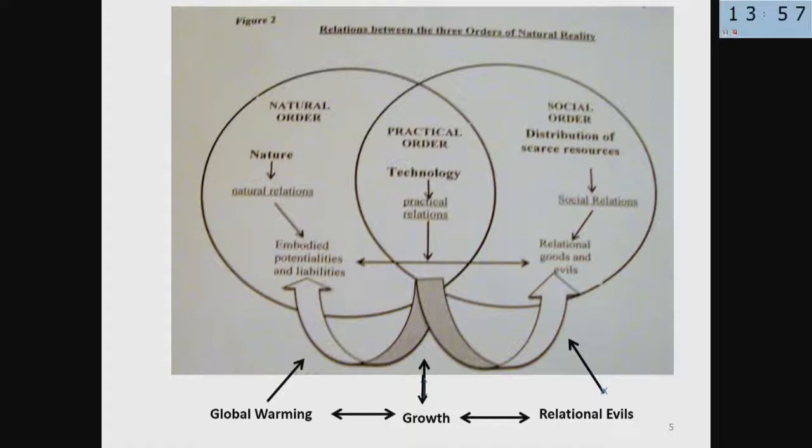If we move to this diagram and look at the relationship between the practical order in the middle and the social order on the extreme right-hand side, we find different contradictions there. There is a negative relationship, again, between the imperative for growth and the increasing relational harm experienced in the social order and experienced as the decline in social integration.